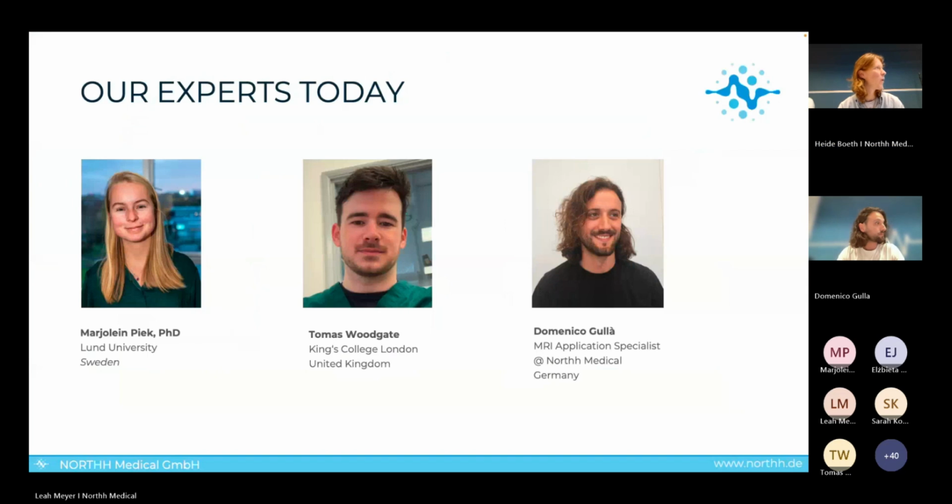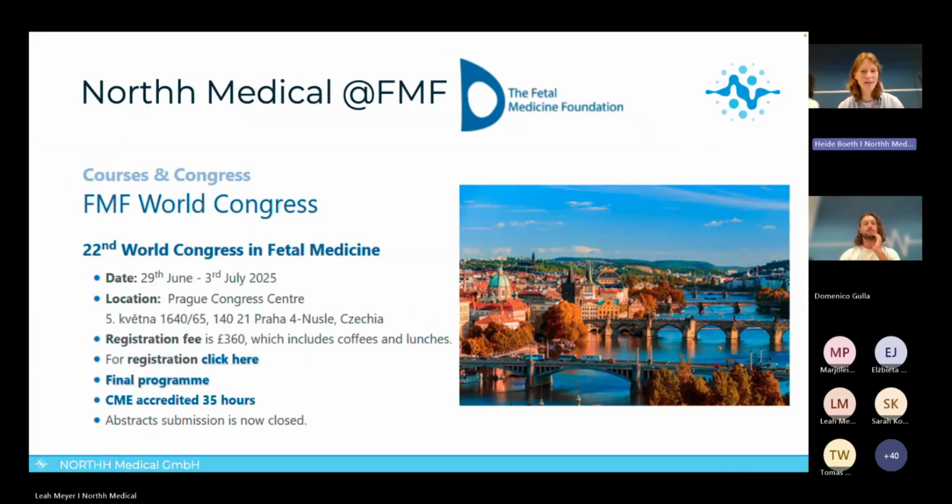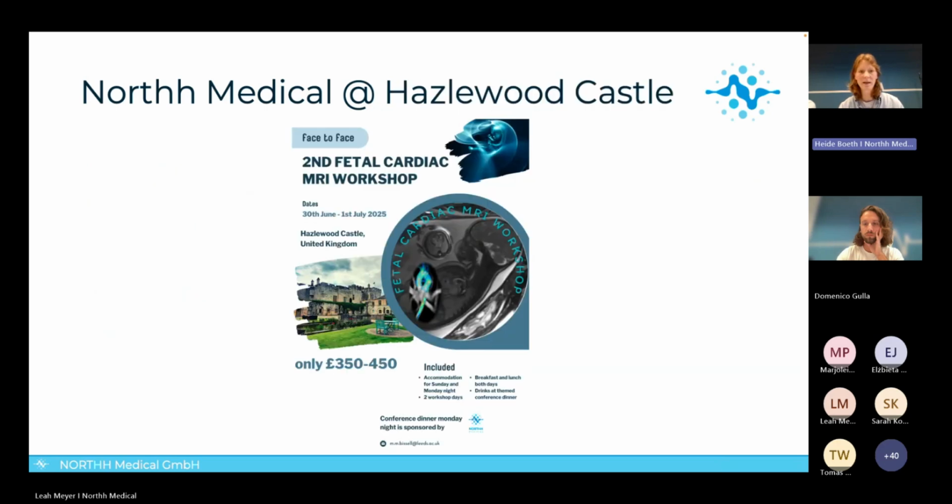Okay, I want to finish here, and I don't want to miss mentioning that we will be at the Fetal Medicine Foundation meeting next week in Prague. Two of our colleagues, Sarah and Lea, will be there during all the days. So if you are there and interested in chatting and exchanging about fetal cardiac MRI or the post-processing software, we are very happy to meet you. We will also be at Harewood Castle next week. There's a second fetal cardiac MRI workshop on Monday and Tuesday, and there too we are very happy to exchange with you and to move the whole community forward.